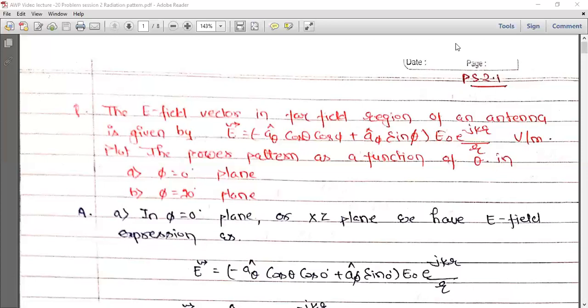The second thing is the power pattern. What is the meaning of power pattern, or power radiation pattern? Suppose you have placed an antenna at the origin of the spherical coordinate system, and this antenna is radiating all around it in different directions, with different magnitudes. Suppose along the x-axis or along the y-axis it radiates maximum, in that case the maximum power will be radiated along the y direction, and suppose that along the z direction it is radiating minimum.